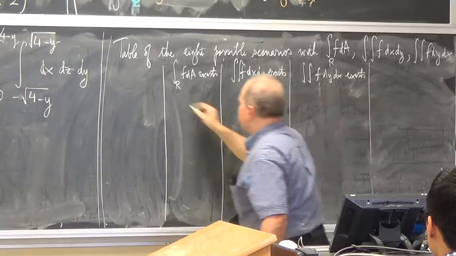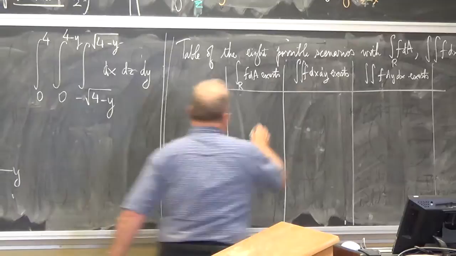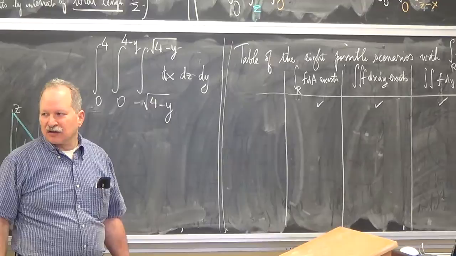Alright, so we did convince ourselves that there's eight possibilities, because you have two choices, yes or no, for each. So it's 2 times 2 times 2. So they could all exist, and basically, can that happen? Yes, that's the situation where Fubini actually tells you something useful.